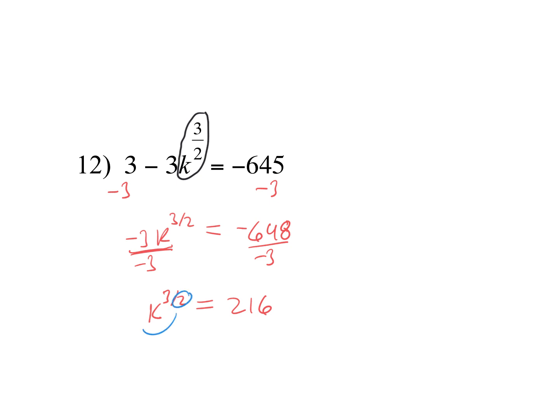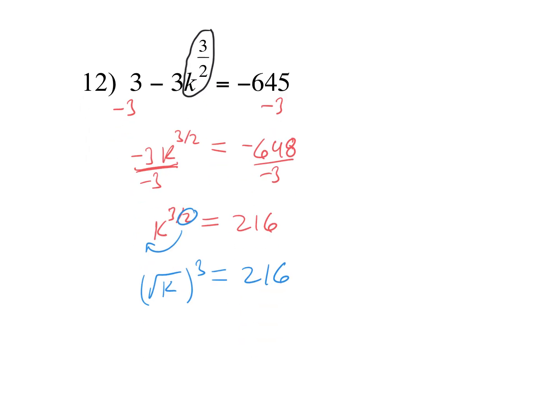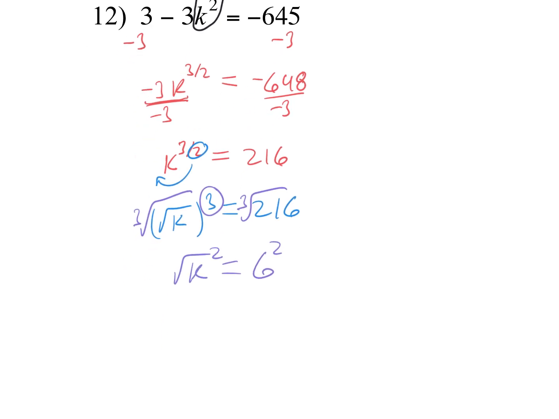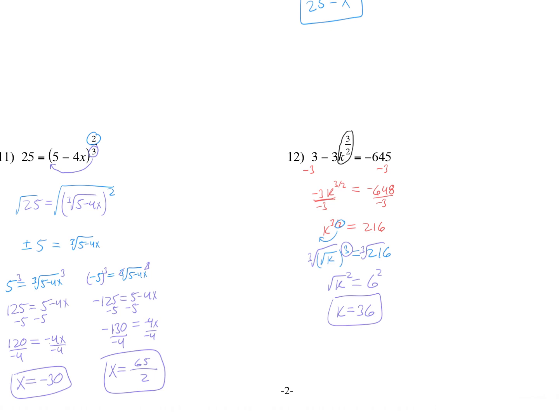And then I can do the same thing. That 2 on the bottom is going to go out front. And this is the square root of k to the third power equals 216. And then I want to get rid of these one at a time. To get rid of this cube, I can cube root. And the cube root of 216 is 6. So then I get 6 equals the square root of k. And then to get rid of the square root of k, I would square both sides. So then I get k equals 36. So hopefully that clears things up.